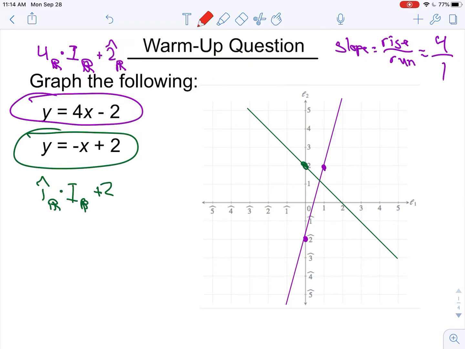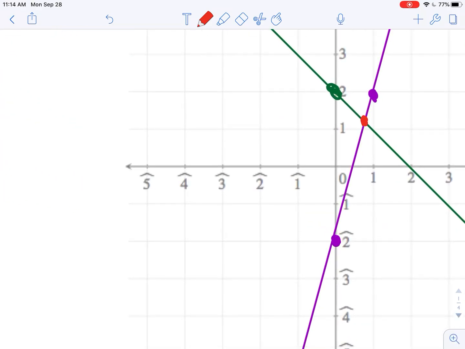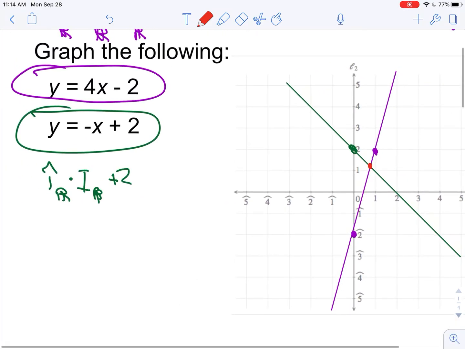Now, of course, when I say we're going to solve systems, what we're most interested in, anyway, is going to be that common point of intersection. And as I look at that, it almost looks like it's (1, 1), but that can't be, because if I put (1, 1) in either of these spots, while it seems to work for the green one, negative 1 plus 2 is 1, it doesn't work for my purple one up here. I've got 4 times 1 minus 2 equals 1. That's not right.